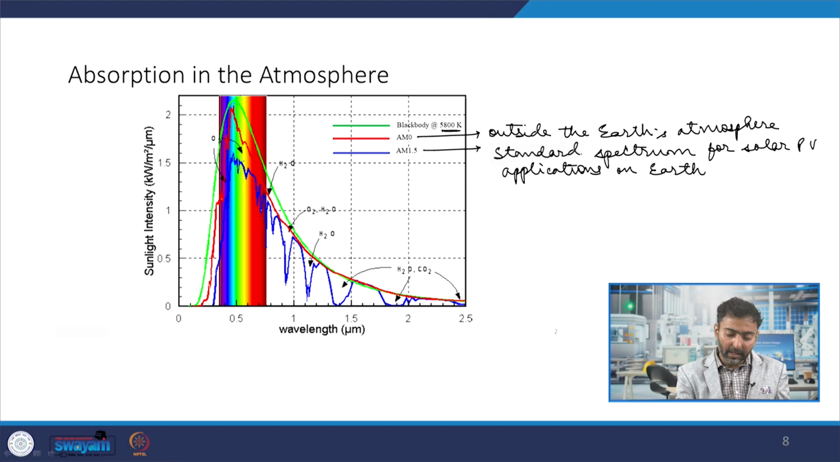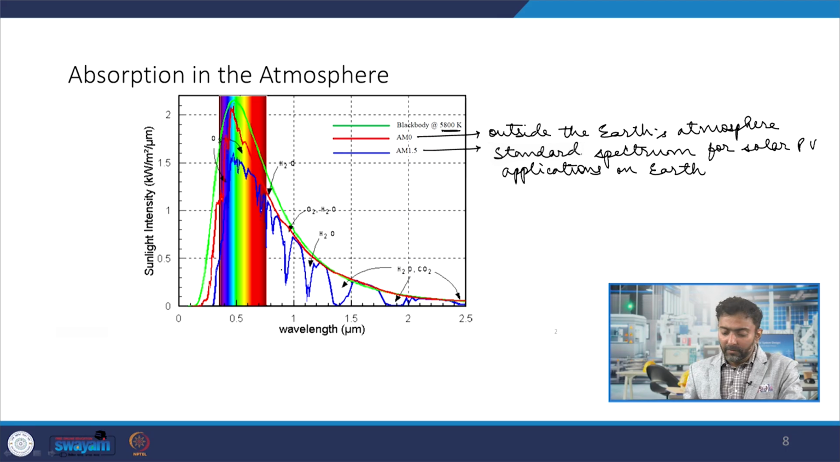Also in the visible region, ozone is active, it can absorb radiation in that region also. And then there is water vapor, oxygen and CO2, which are putting those deep cuts or troughs in the spectrum. So the blue curve is the spectrum which we receive on planet Earth, whereas the red one is just outside the Earth's atmosphere. The reduction from the red curve to the blue curve is the atmospheric effect due to the absorption, scattering and reflection of radiation in the Earth's atmosphere. Whereas the green curve is the idealized curve for a black body at 5800 Kelvin.